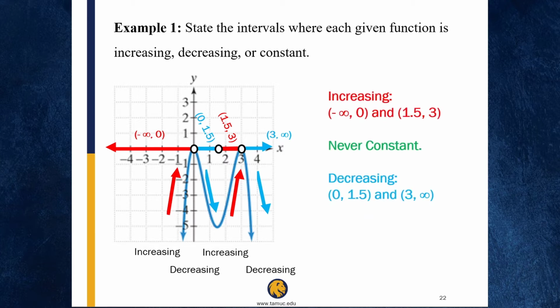So we say that it's increasing on the intervals from negative infinity to 0 in parentheses, and the interval with parentheses 1.5 to 3. It's never constant, it's never flat at any point, and it's decreasing on the intervals from 0 to 1.5 in parentheses, and 3 to infinity in parentheses.